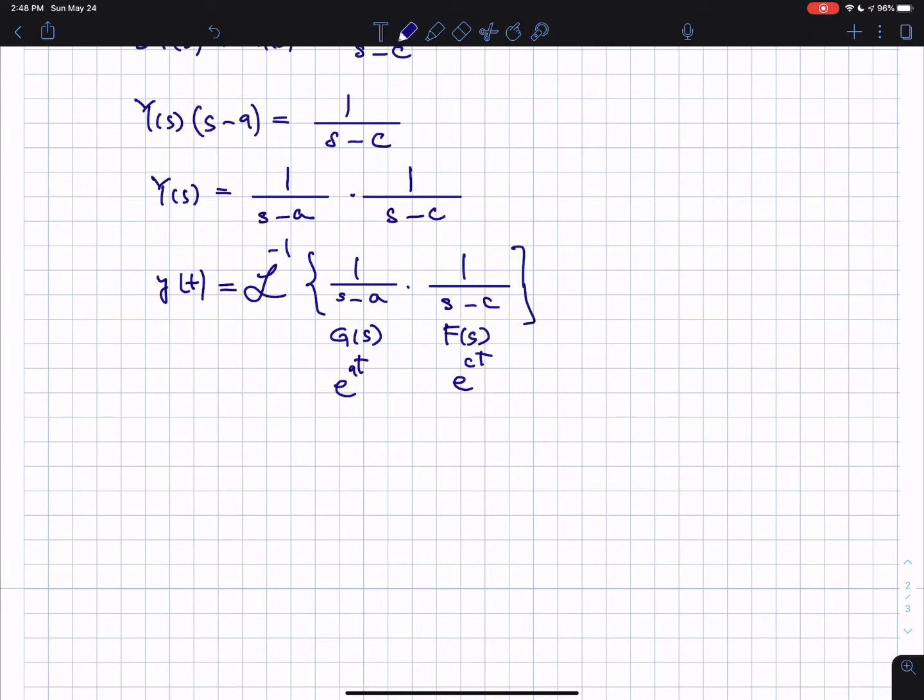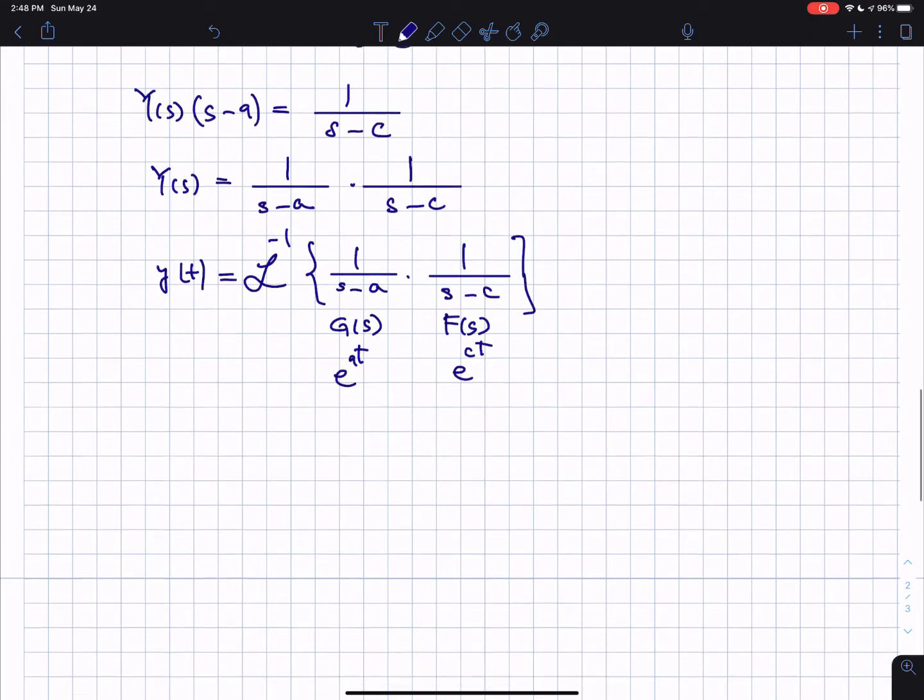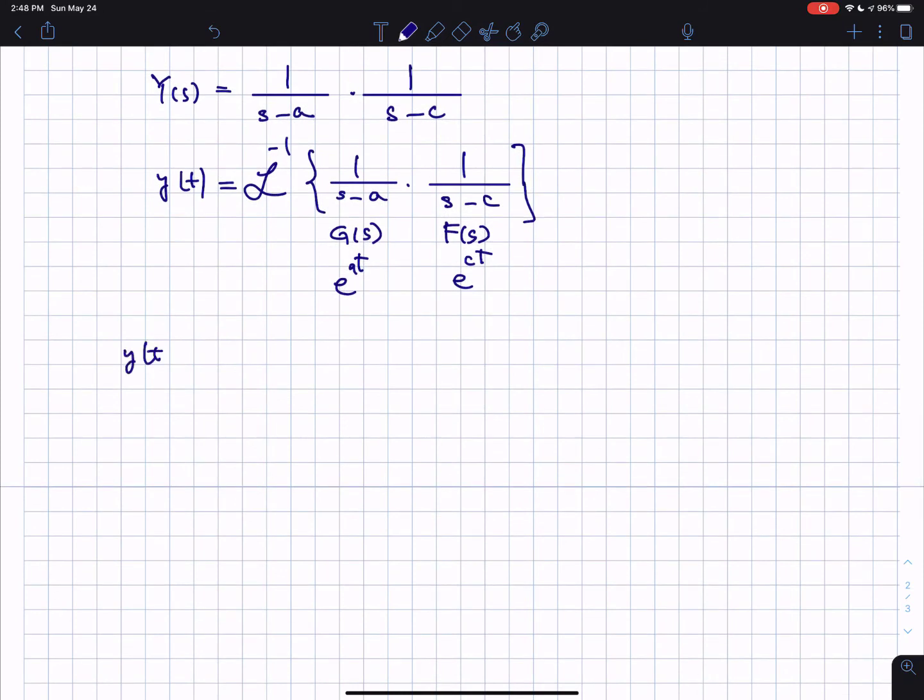So we know what the Laplace inverse transform of each one of those is. Therefore, we could simply use the convolution definition, because that is a convolution. The Laplace inverse of the product of two functions in the frequency domain is the convolution of those two functions in the time domain. And the convolution of those two functions will be the integral from 0 to t of e to the a times t minus u, times e to the cu, du, where u is my new variable.